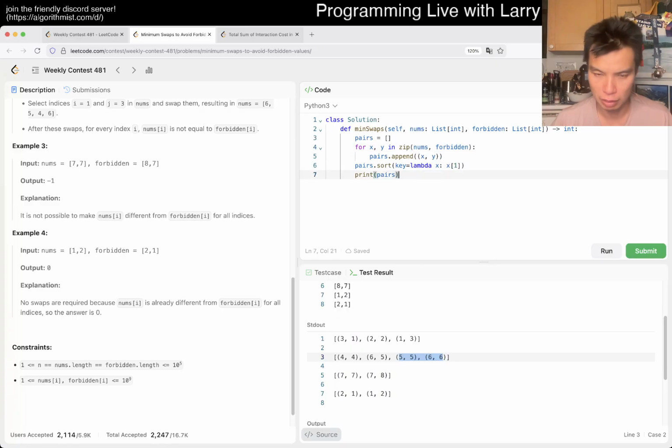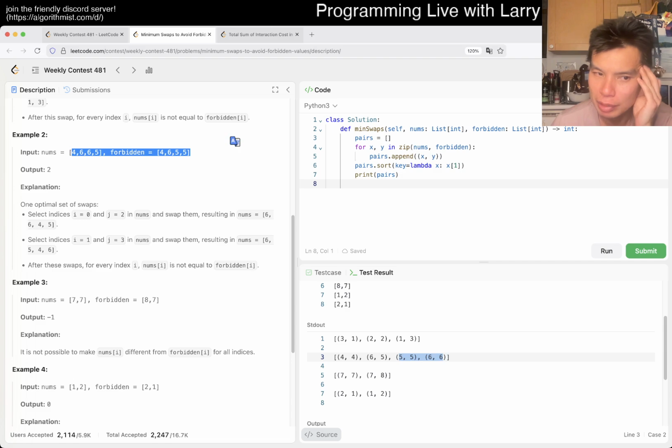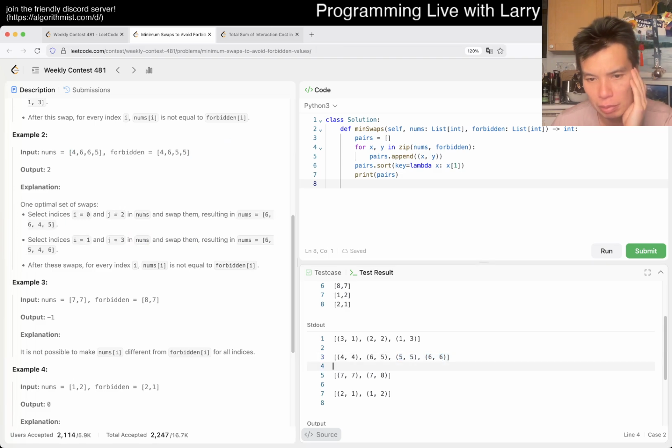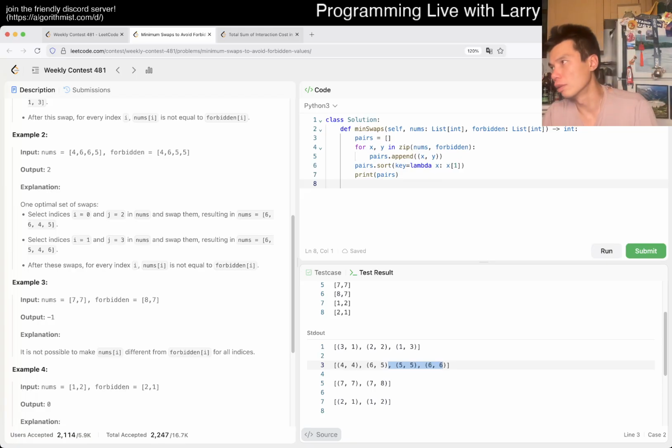1, 2, wait, how does this work again? 1, 2, 3, 2, 1, 3, 2, 3, 1, right? So, okay. I'm trying to think whether they're just lying to you. I mean, that's definitely one optimal move, but we don't even care, right? Because we have 3 forbidden things. And we can just swap them, right? In 2 moves no matter what.